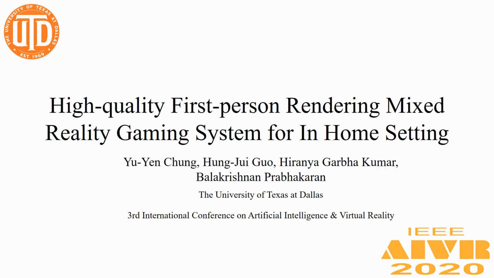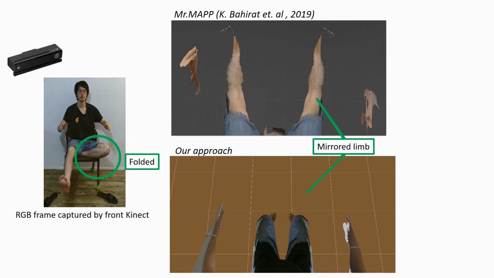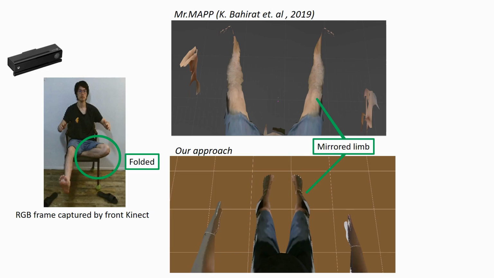We provide a system to render the user as a textured humanoid avatar in first-person view using single-frame Kinect. We target a pan-alive scan for amputees in home treatment. The person in the photo will sit with the leg folded to mimic an amputee. Then the system will mirror the intact limb in the virtual space.